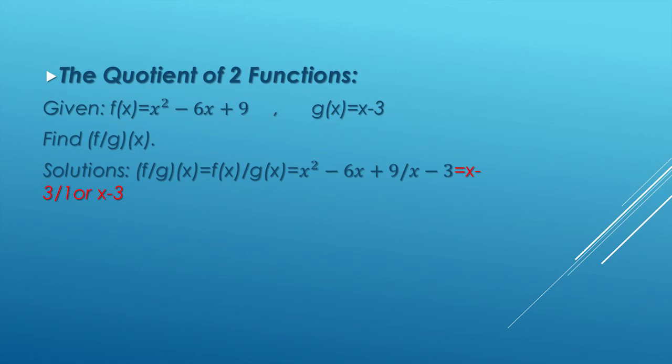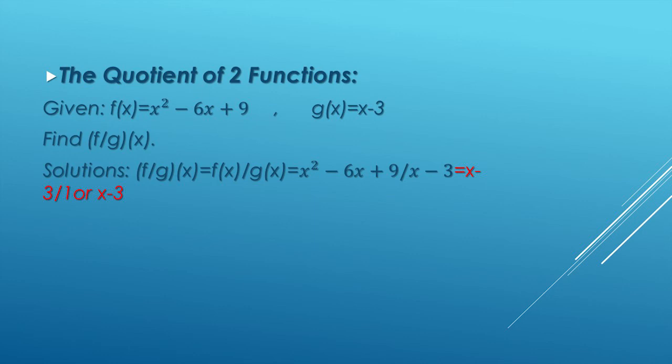For the fourth rule, the quotient of two functions. Example is f over g of x, where f of x is equal to x squared minus 6x plus 9, and g of x is equal to x minus 3. First step is to write down the equation based on the given functions, so it will become f of x over g of x. Second step is to substitute the given values of the functions to the equation. That would mean that the equation will become x squared minus 6x plus 9 all over x minus 3.